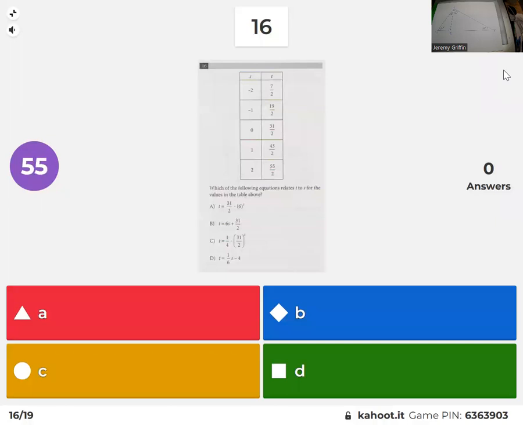Table of fractions. Which of the following equations relates t to s? So s and t are like x and y values. Right? So it relates y to x, basically, for the values in the table above. I'll walk you guys through this because I know it's really small print anyway.